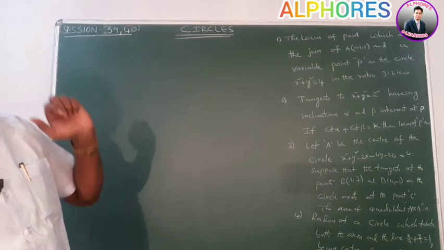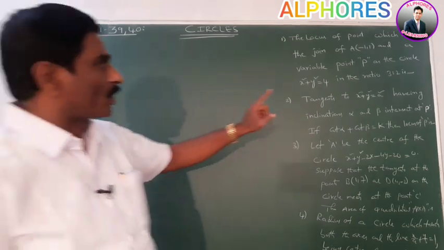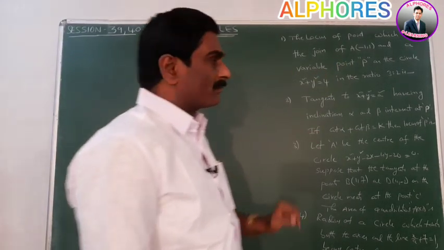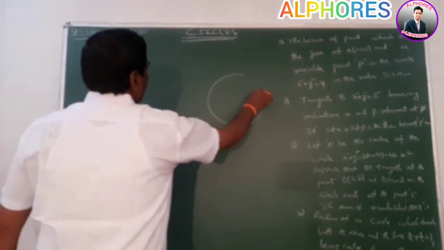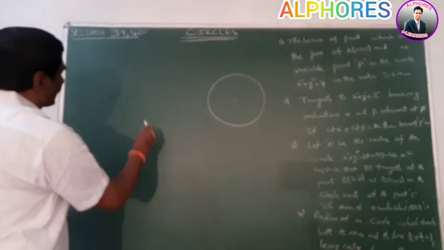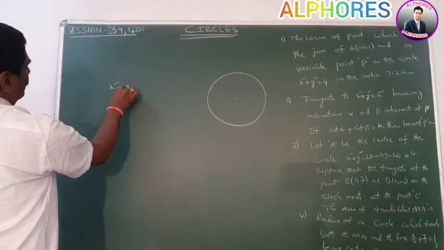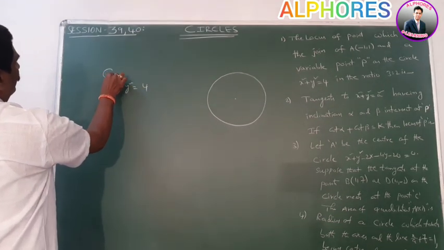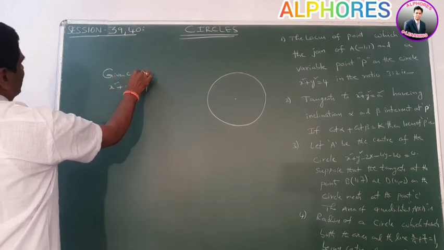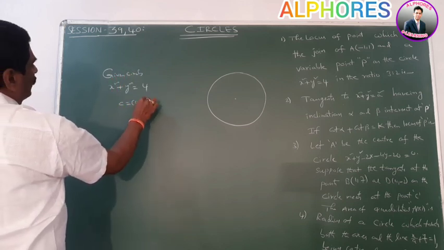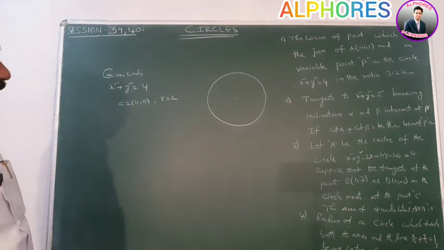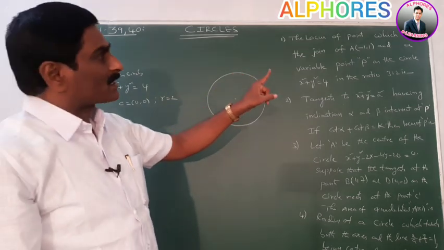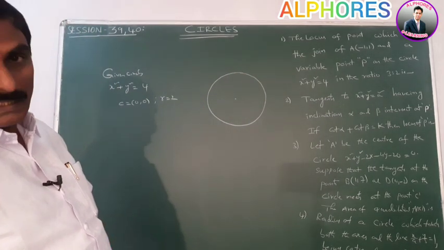Now we find the locus of the point which divides the line segment joining A to any point P. Suppose the given circle is x² + y² = 4. Here the center of the circle C is (0, 0) and the radius of the circle is 2 units. Now we find the locus of the point by joining the point A(-1, 1) and a variable point P on the circle.